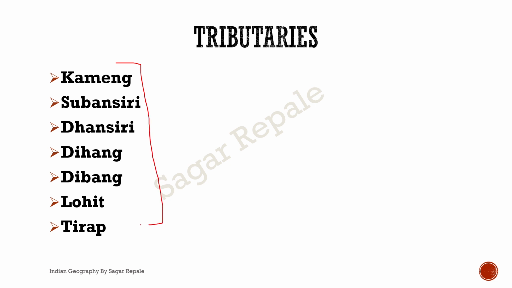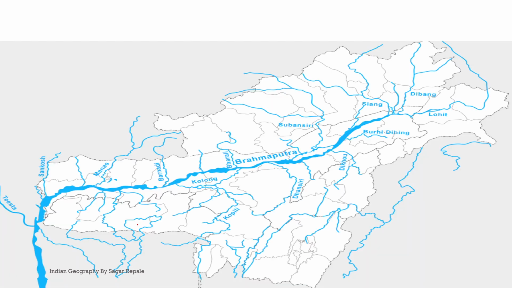Important tributaries are what? Kameng, Subansiri, Dhansiri, Dihang, Dibang, Lohit, and Tirap. Let us see the rough map. So we just talked about this river, right? Dibang River, it is Lohit River, and this is the mainstream flow of the Brahmaputra River. So these three rivers form what? Brahmaputra flow.